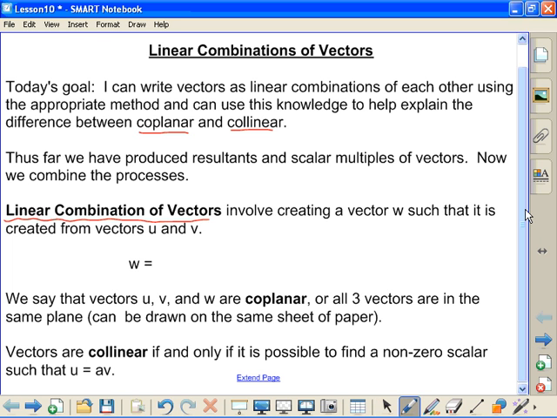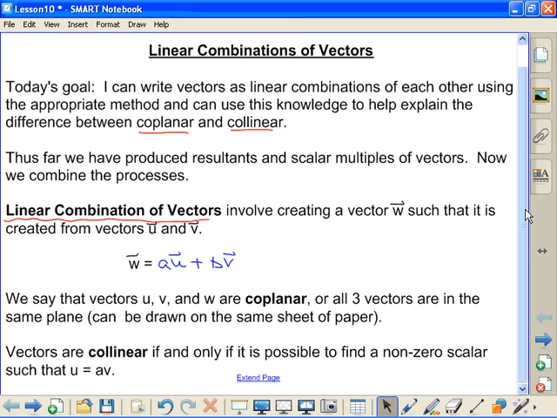So we're creating a new vector, and we'll call it W, such that it is created from vectors U and V. So simply put, we are going to create a new vector, W, and it is done by taking some multiple of U and adding it to some multiple of V. And for those that are sitting there thinking that doesn't sound hard, you're absolutely right. It's an easy concept, and you've been doing it a little bit in the previous unit just without knowing it.